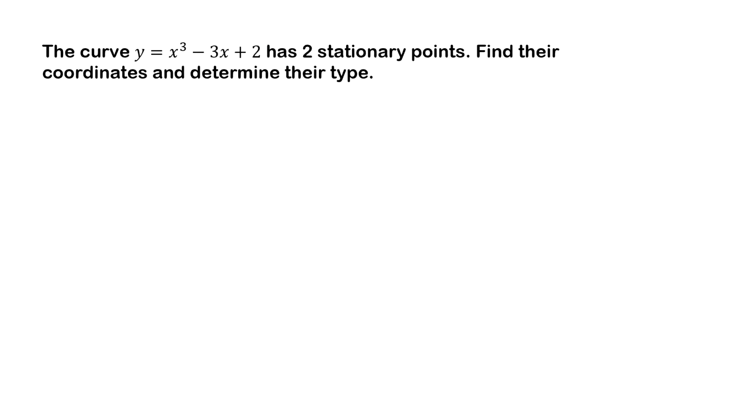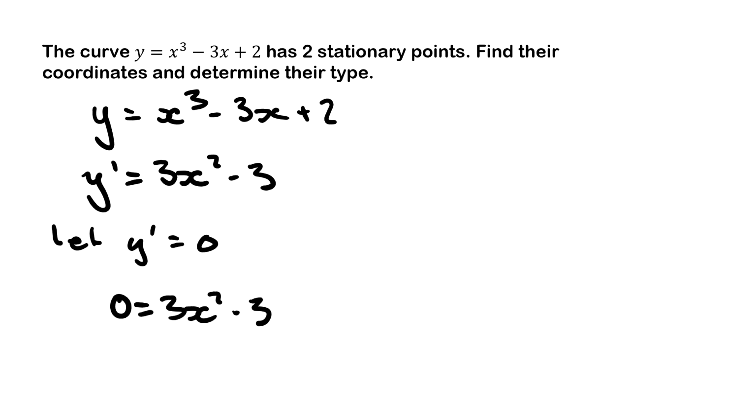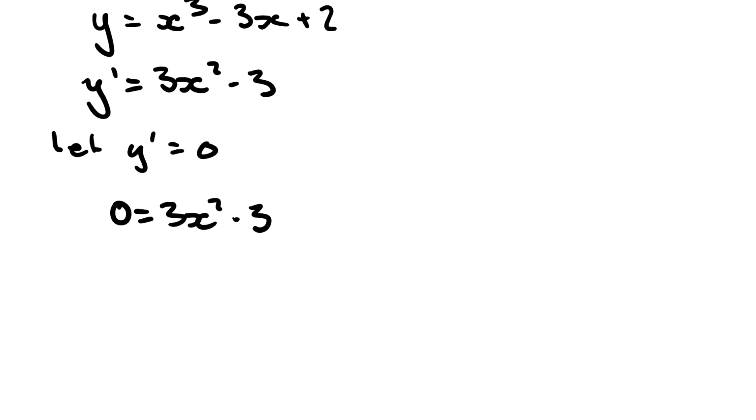So the next one, here's another one. We have two stationary curves this time, and we need to find them. So you start the same way. X cubed minus 3x plus 2. Find your first derivative. Let it equal 0. So 0 equals 3x squared minus 3. I noticed that there's common values here. So what I'm going to do is factorize this.